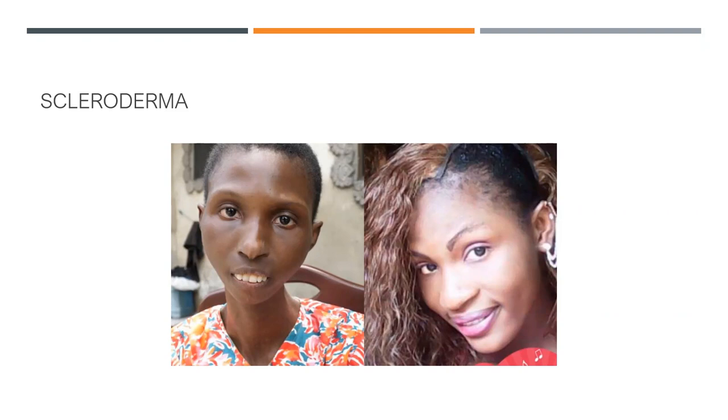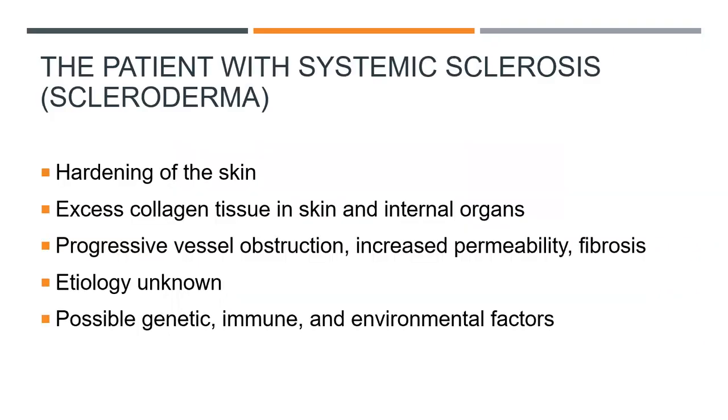What this does is tighten all the connective tissue within the body, and so it creates hardening of the skin. The skin doesn't stretch like it usually does, so their mouth is restricted on opening. The excess collagen in the skin and different tissues causes problems as well, and the collagen is everywhere. It's within the different organs.